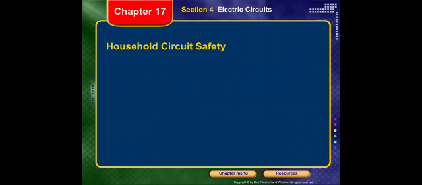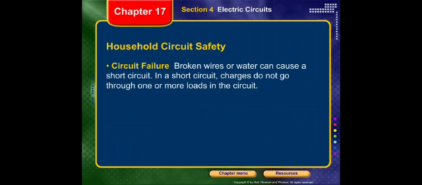Then we talk about the third part of our session, household circuit safety. Circuit failure: when a wire is broken or water can cause a short circuit, the charges don't go through one or more loops in the circuit. When the charges don't move through the loops, the resistance decreases. And we know that when the resistance decreases, the current increases and becomes very high. The wire can heat up or burn up. When the wire is heated or burning up, the circuit fails.